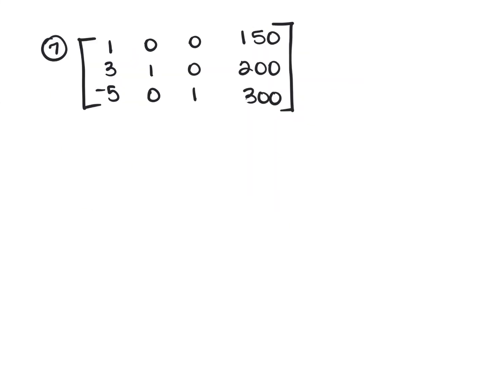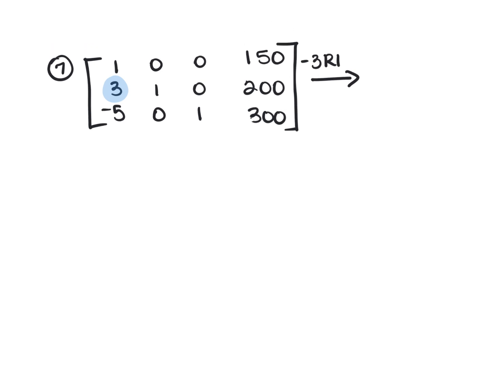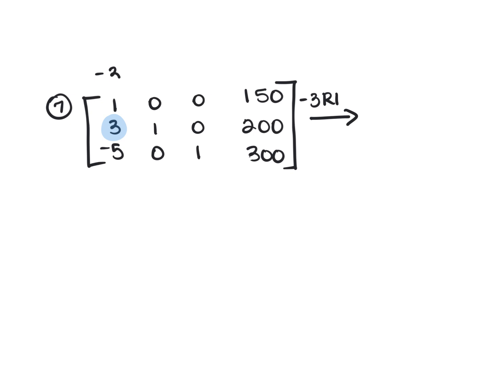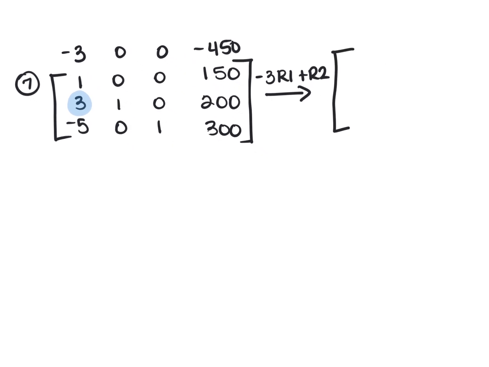For this next one, we have a 1 in the first spot that we need it in. So we are going to change this into a 0. In order to do that, we are going to take negative 3 times row 1, which I'm going to write above it. So I'm going to have negative 3 times 1 is negative 3. Negative 3 times 0 is 0. And negative 3 times 150 is negative 450. So now we're going to add that to row 2. So it is going to be changing. Row 1 will not be changing. So I rewrite row 1, 1, 0, 0, 150.